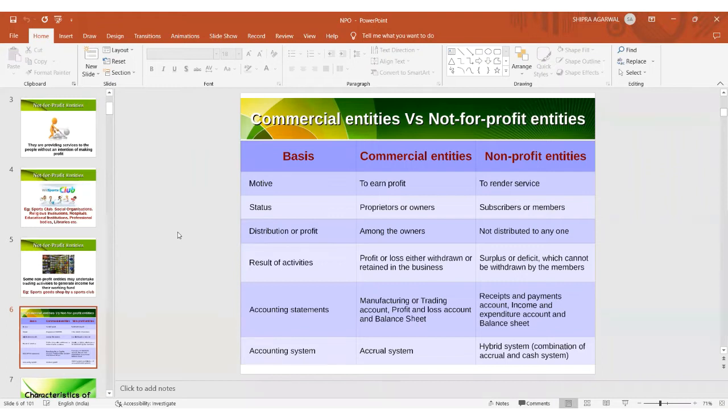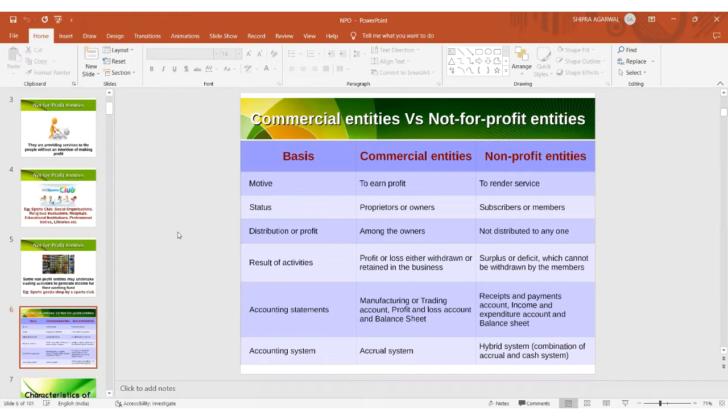If it is a situation where your revenue is more as compared to your expenses, then it is known as surplus, not profit. That means profit in this case is known as surplus. And in the other case, that means in case of loss, that loss again is not known by the name of loss, but it is known as deficit. The surplus of a non-profit organization cannot be withdrawn by the members. Why can it not be withdrawn? Because it is not distributed among the members.